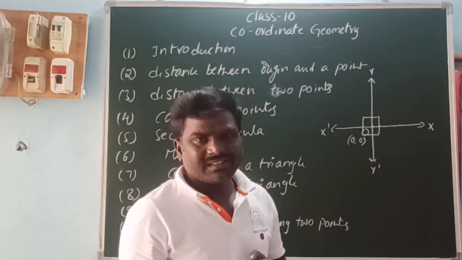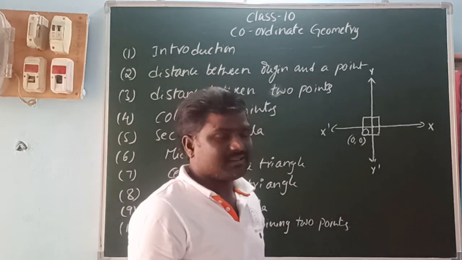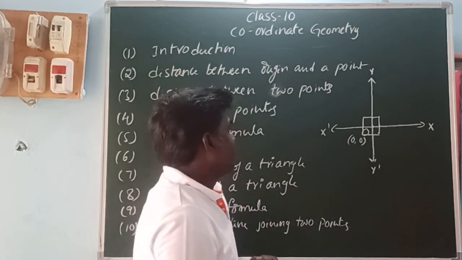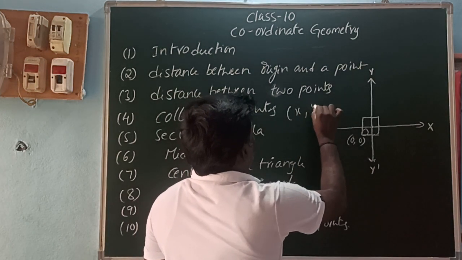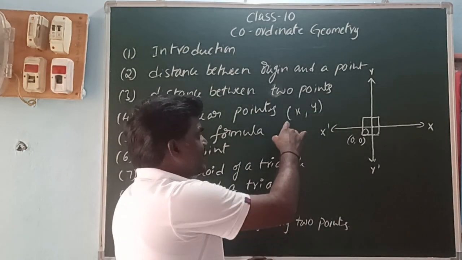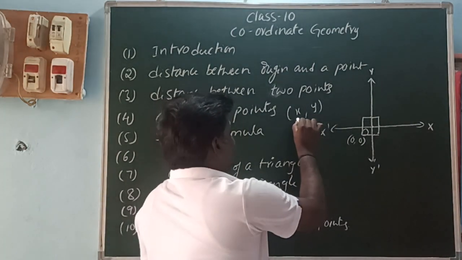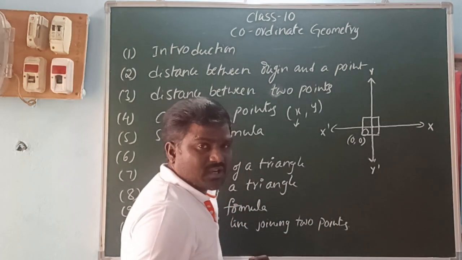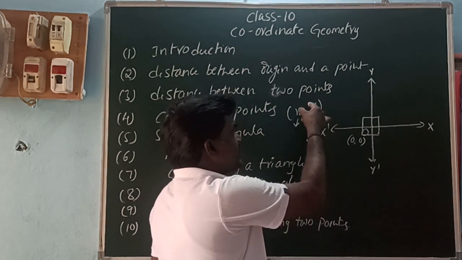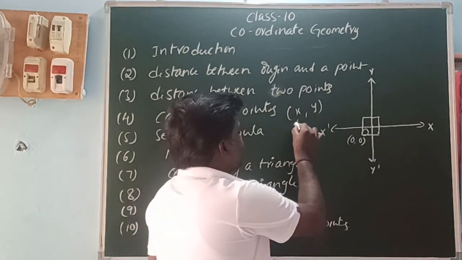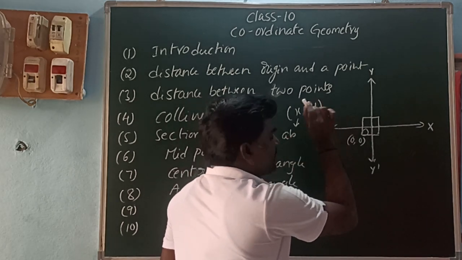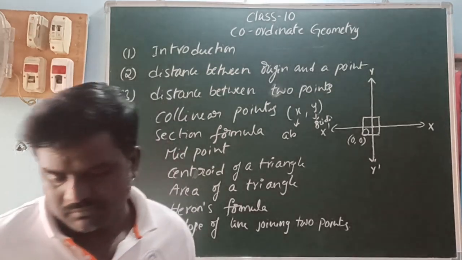What is called an ordered pair? Any two numbers or symbols which are arranged in an order form an ordered pair. Let us take x comma y. Here x and y are arranged in a particular order, so (x, y) is called an ordered pair. The first, x, is called the first coordinate, the abscissa, and y is called the second coordinate, the ordinate.